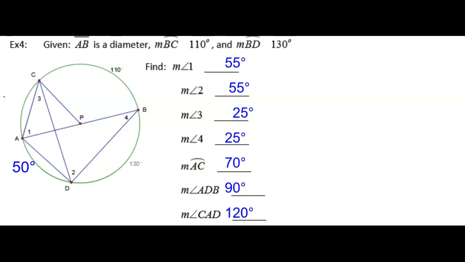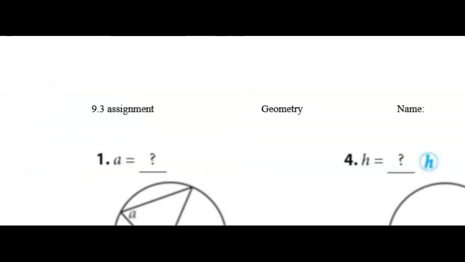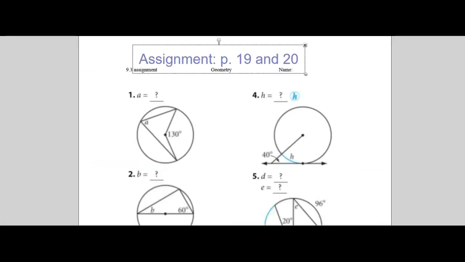All right, if you had a chance to finish up example 4, there's what the answers should be. And then you can go ahead and get started with the assignment. Assignment is the next 2 pages, 9.3. All right, if any of the notes went too fast, the video will be posted online. You can also look at the notes online, the answers of the notes if you didn't catch some of those. All right, so go ahead and work on page 19 and 20.